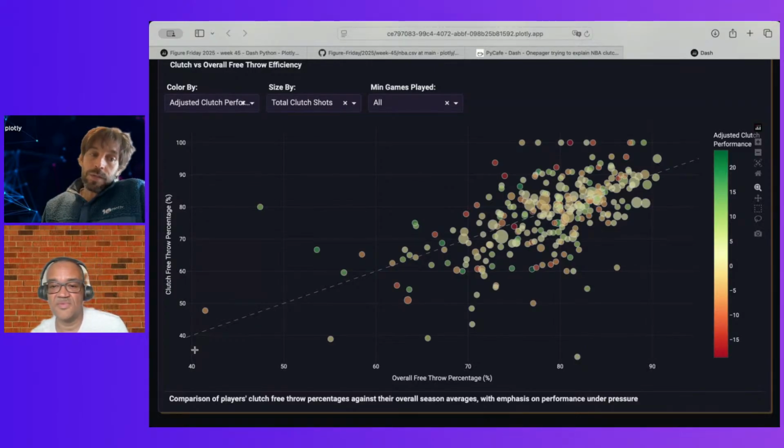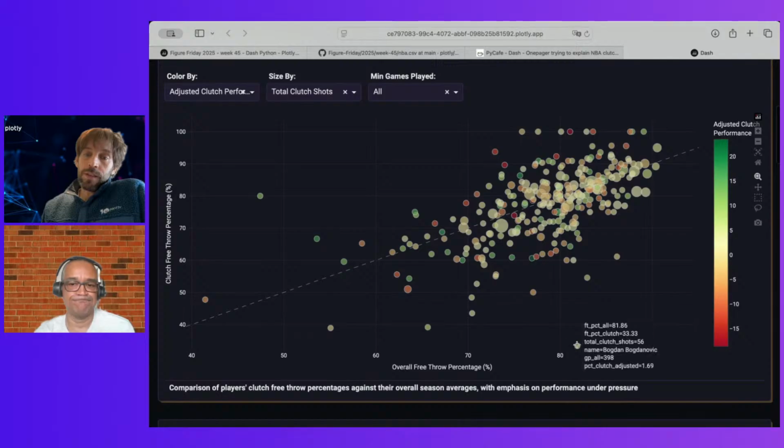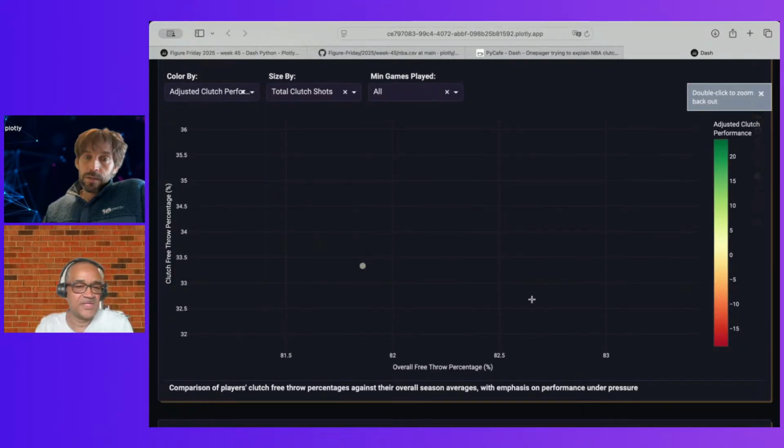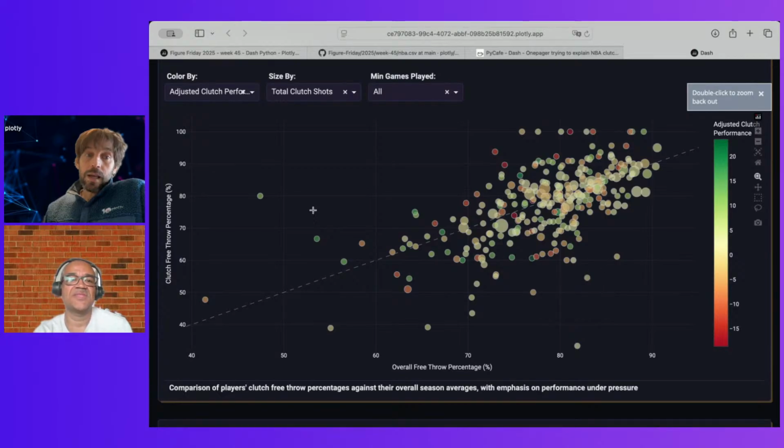Now, what's interesting is that if they're very good at overall free throws, but not necessarily good at clutch, that could be a sign that it's harder for them to deal with the pressure. In a normal game, during the first, second, third quarter, they're fine, but then suddenly it changes. And this correlation is really cool. Exactly as you say, you can see clearly which players deal with pressure and which do not, basically.